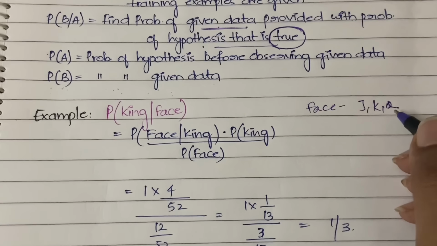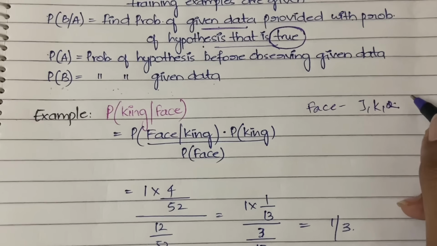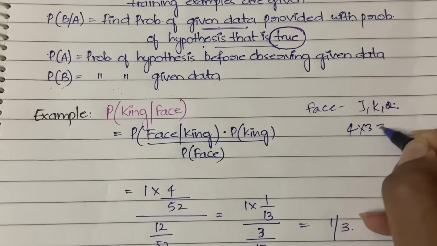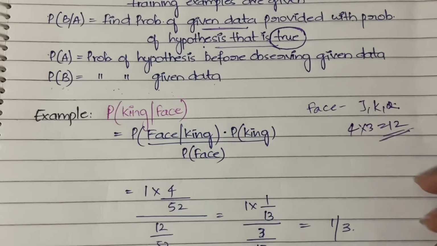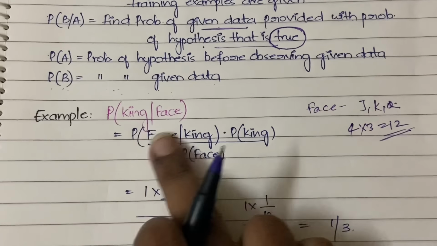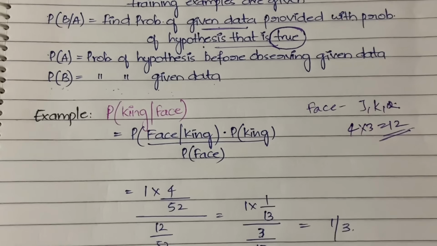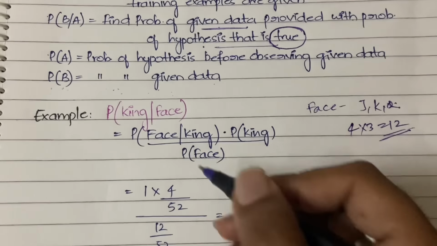So how many face cards do you have? For each suit, for diamond, for spade, for heart, for each we have 3, right? Total we have 4 suits. 4 into 3, you'll have a total of 12 face cards, right? And so how do you elaborate this formula? Probability of face by king into probability of king by probability of face. What do you mean by probability of face by king? You need to find out the probability of a face card given that it is a king. Obviously all kings are face cards, right? You take diamond, spade, heart, or the other one, all of them are face cards only. Every king is a face card. So obviously the probability would be 1.